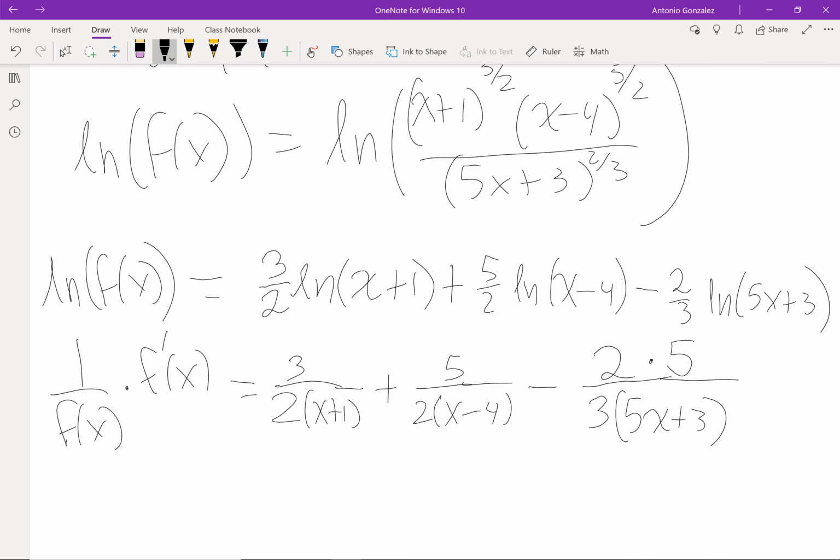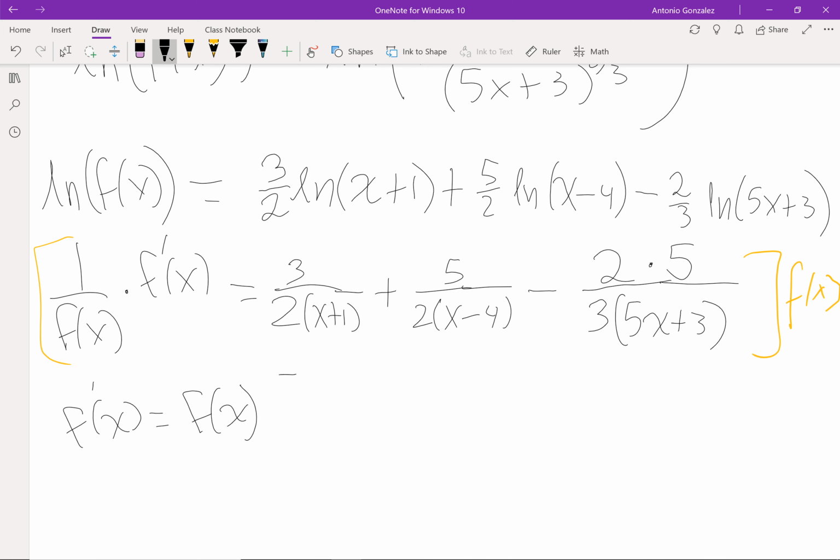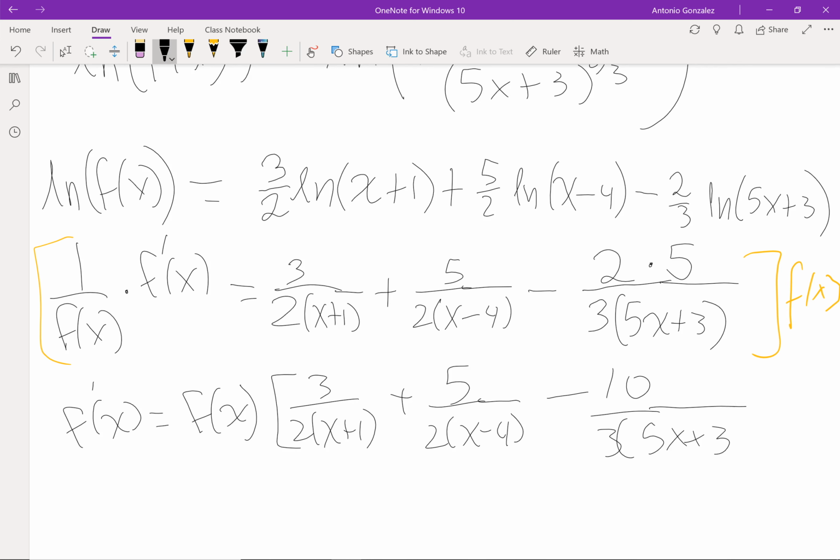All right, and now we can solve for f prime of x, right? Multiplying f of x to both sides of the equation here, we get 3 over 2 times x plus 1, 5 over 2 times x minus 4, and then minus 10 over 3 times 5x plus 3.